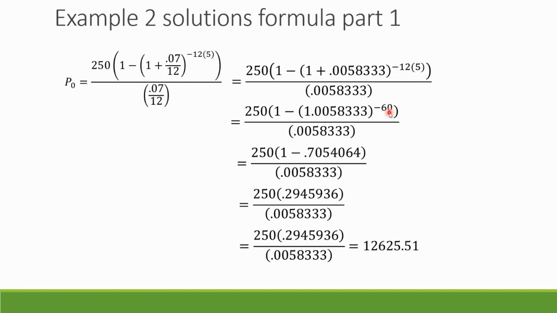Five times 12, that's 60, right? So we have minus 60. Now, when you calculate 1.0058333 to the negative 60, what you get is this decimal. You could do that in a calculator.